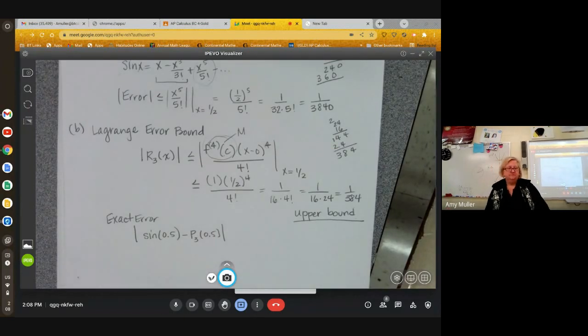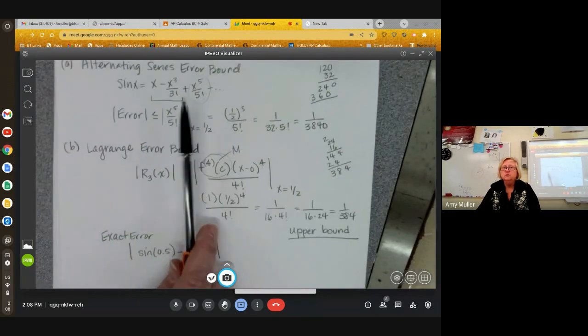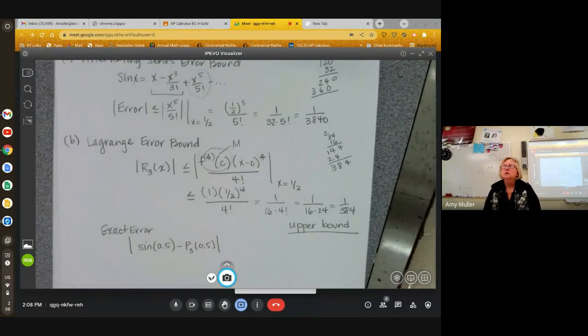Okay, so the next one. The alternating series error bound is really easy. You just use the first one you threw in the trash, right? We just threw this one in the trash. So there are 3 errors total that you could do.